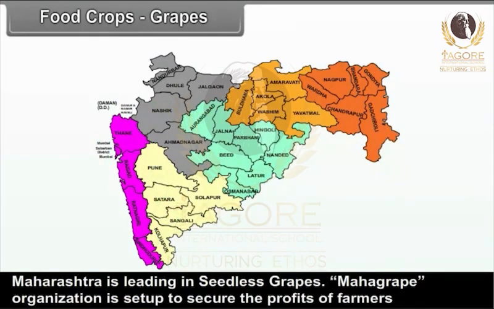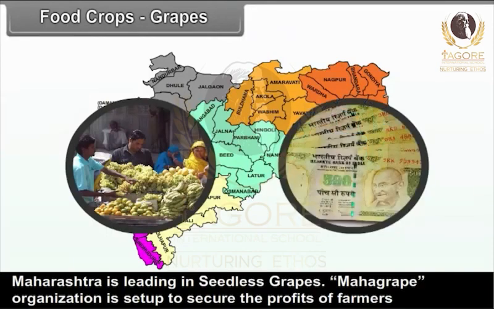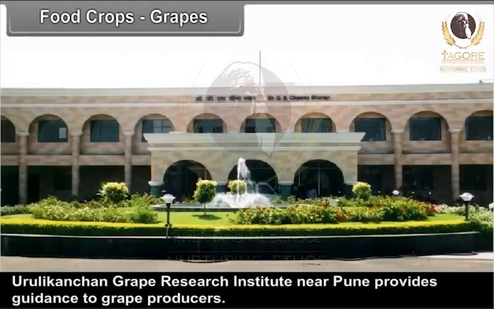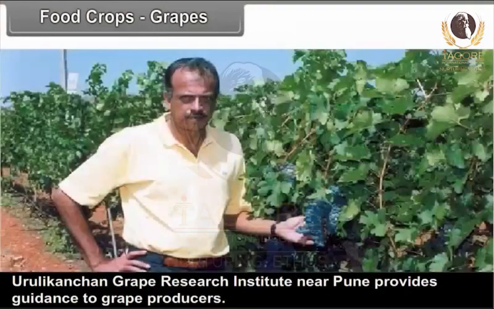Maharashtra is leading in seedless grapes. Mahagrape organization is set up to secure the profits of farmers, which is also a boon to increase the export of grapes. Uruli Kanchan Grape Research Institute near Pune provides guidance to grape producers.